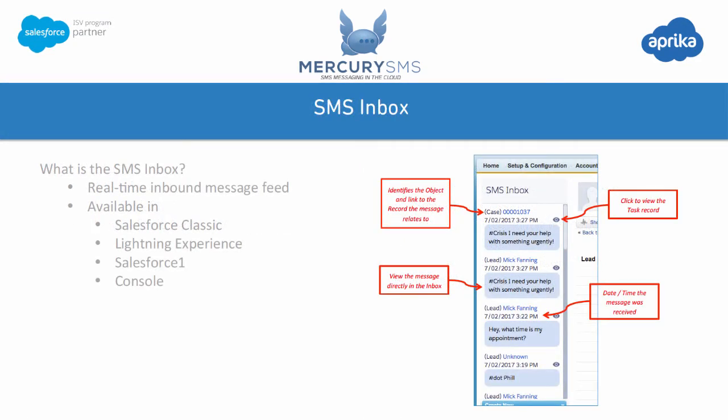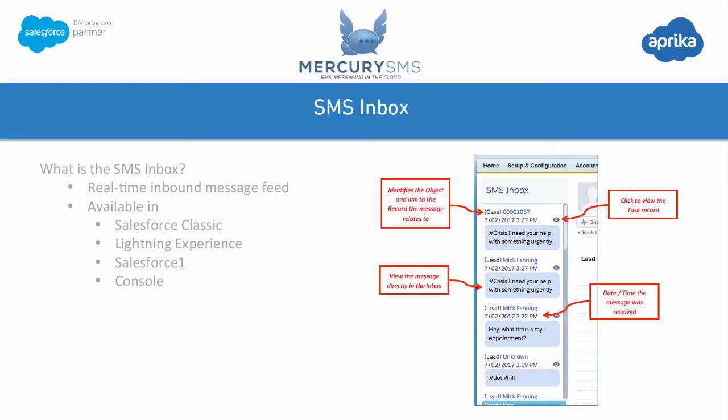So now let's jump in and take a look at the SMS Inbox. By far, the SMS Inbox is the coolest thing that we've got coming in this new release of Mercury. It basically provides you with an inbox inside Salesforce that will automatically display messages as they're received. It's going to show you all of the inbound messages assigned to you as an individual user, and you get visibility of key things.